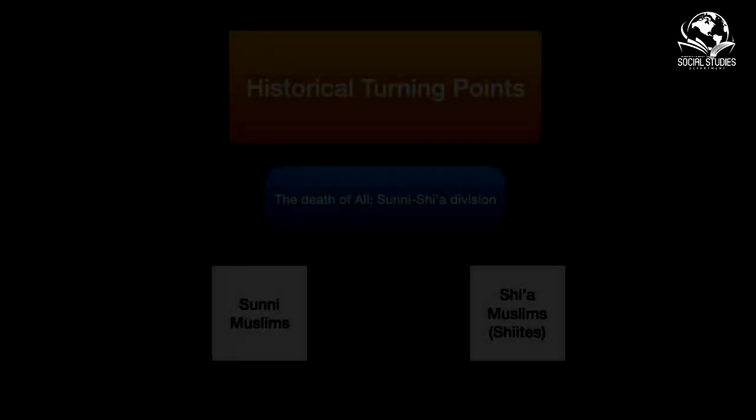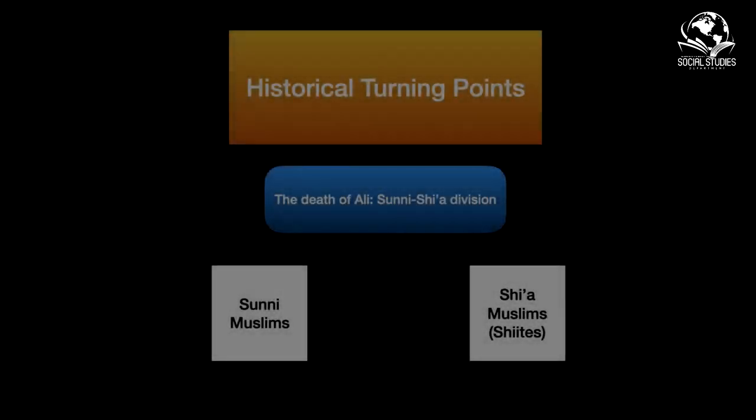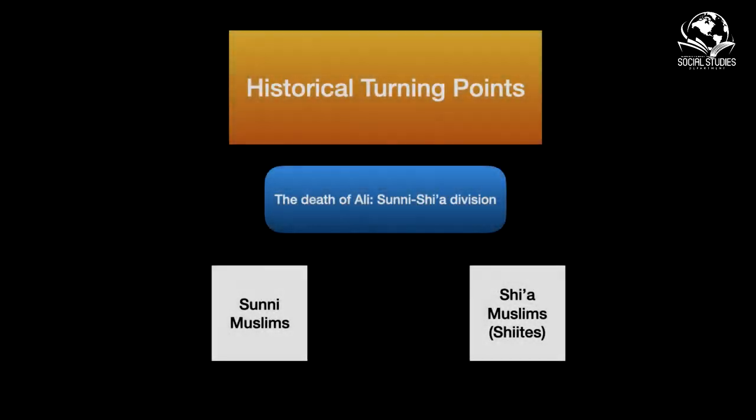So, the historical turning points. First, and this is a really complicated concept that gives students trouble, and it's understandable: the death of Ali and the Sunni-Shia split. So first off, Ali is Muhammad's son-in-law. His daughter marries him. He doesn't have his own son by blood.